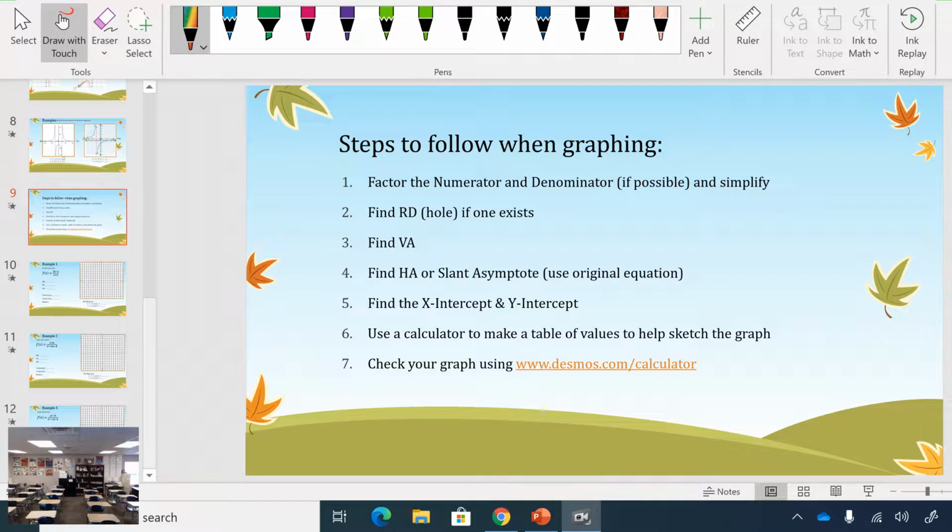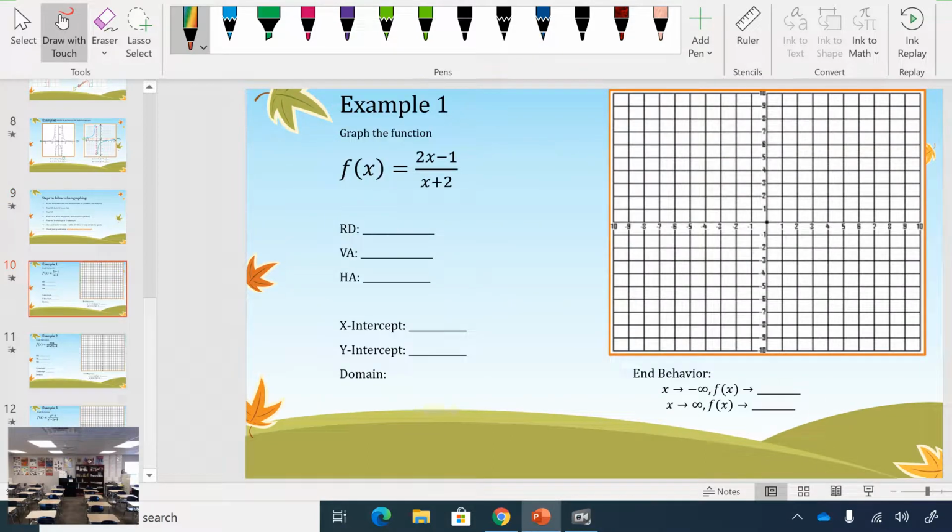Let's jump right in. So example 1, in order to find the RD, or the holes in the graph, we are looking to see, does anything cancel out? So if we look up here, there's really nothing that can factor, nothing cancels out. So for that one, we just would say none. There's not a hole in the graph. So this will be continuous.